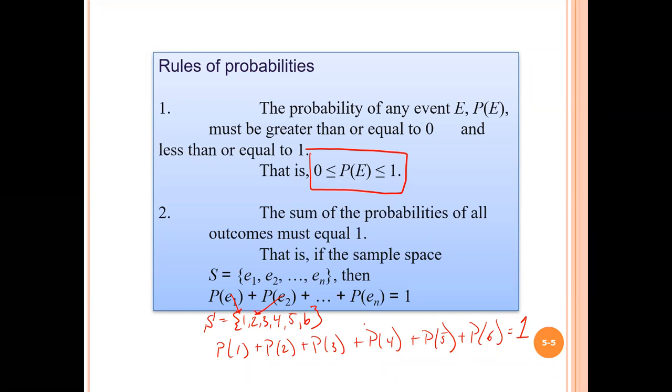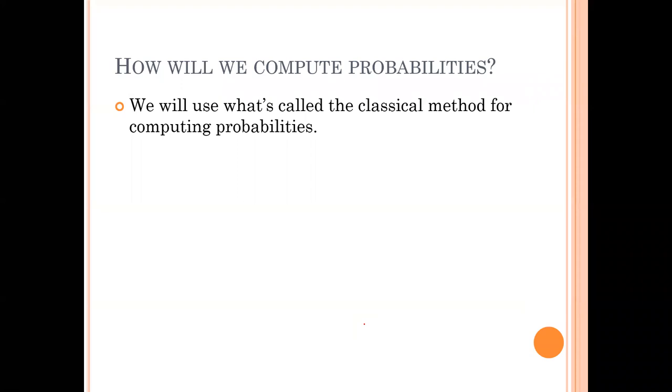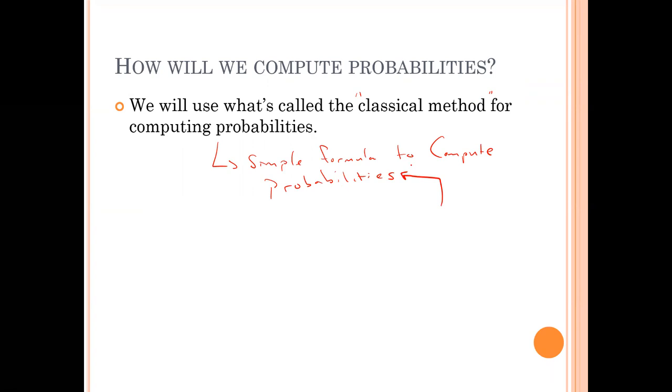All right. It'll probably make more sense once I give you the formal definition and we work some examples. So how are we going to compute probabilities? We're going to use what's called the classical method for computing probabilities, and all this classical method is a simple formula to compute probabilities. Whenever we have these real basic problems, we'll just fall back to the classical method for computing probabilities, okay?